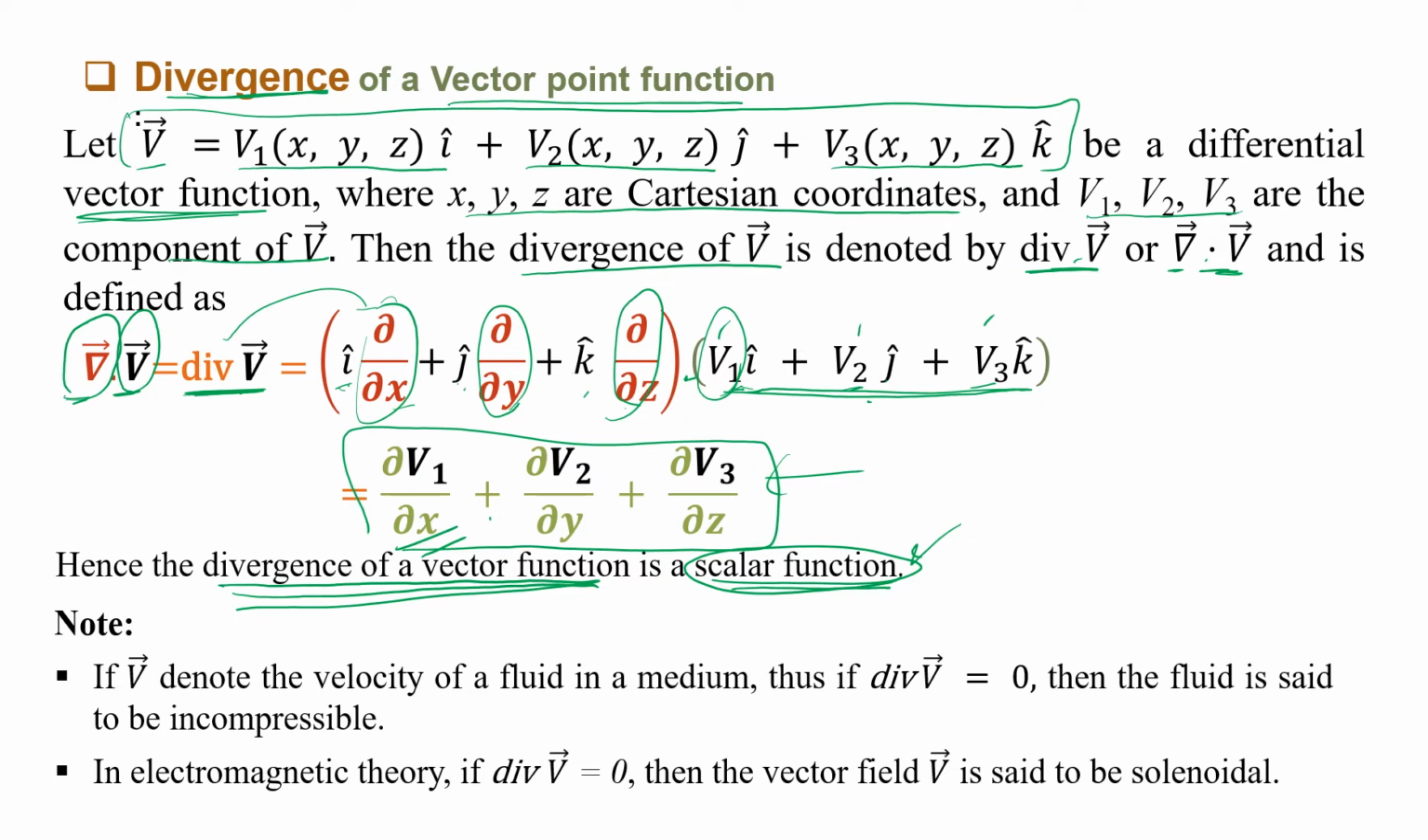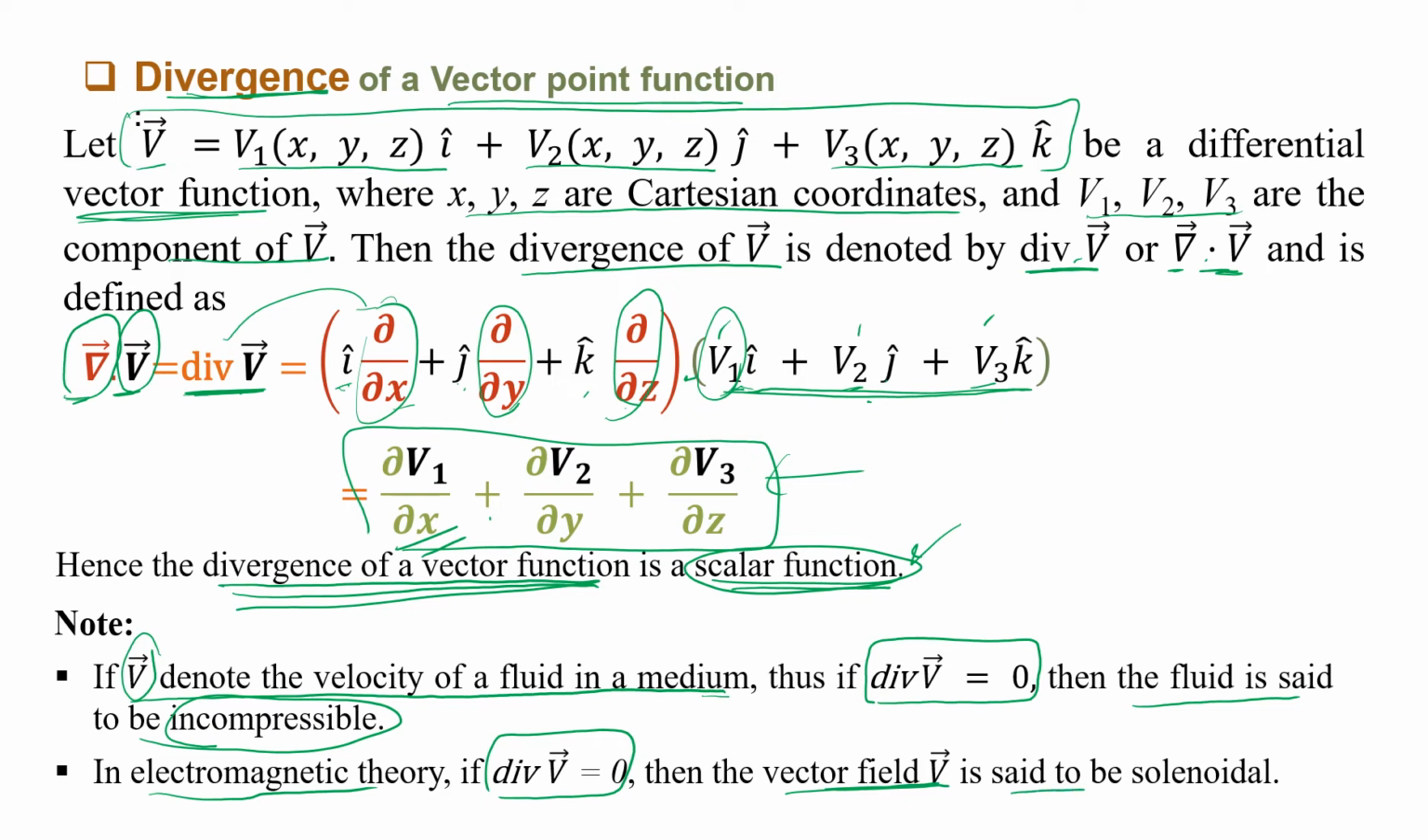Here you have to note that if v denotes the velocity of the fluid in a medium, suppose we say v is a vector point function and is the velocity in the fluid medium, and if the divergence of that vector v is 0, it means the fluid is said to be incompressible. And the second thing, in electromagnetic theory, if the divergence of v is 0, then we can say the vector field v is said to be solenoidal, right? So please remember, if the divergence of a vector is 0, we can say the field is solenoidal, or in the case of fluid, we can say the fluid is incompressible.